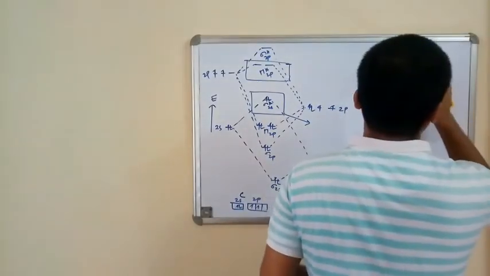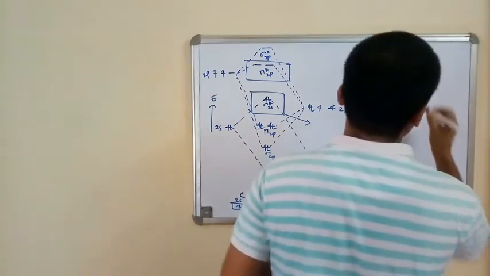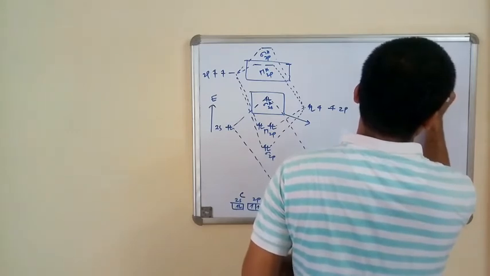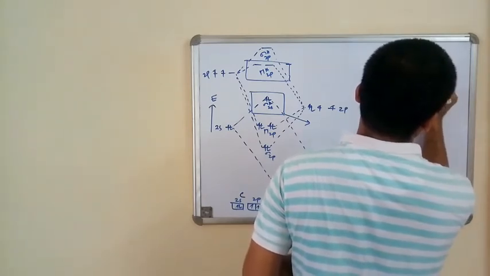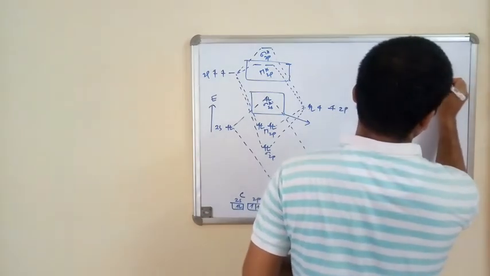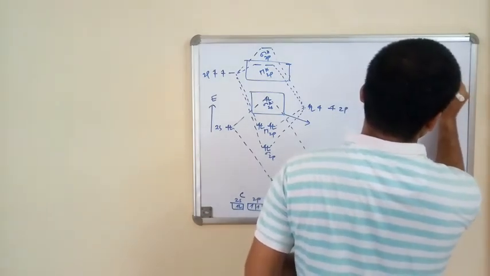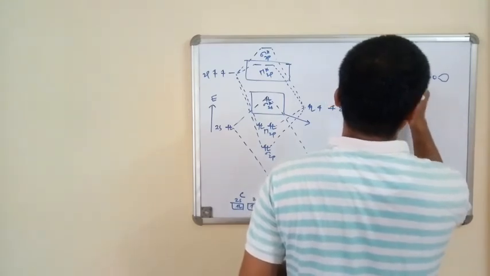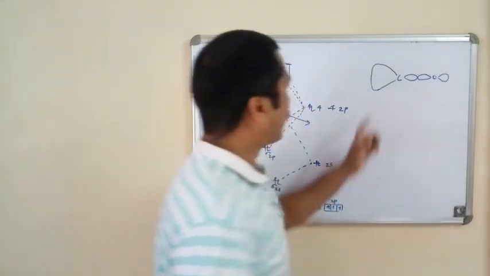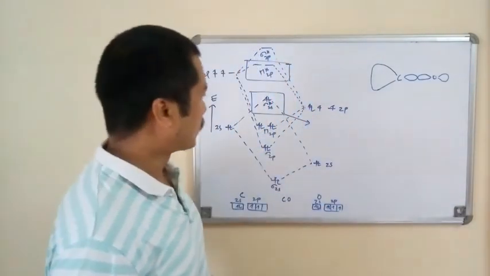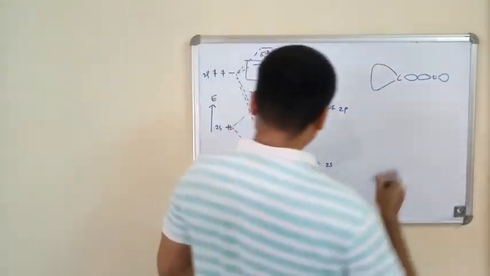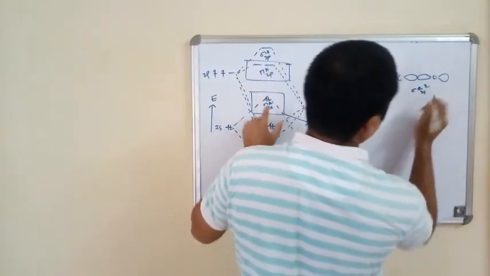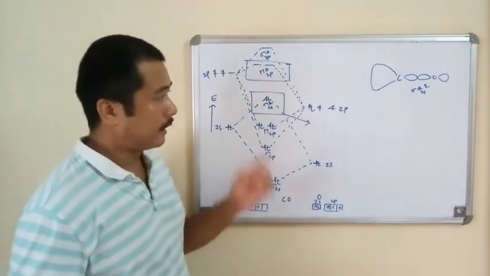So when you draw the contour diagrams, the lobe on the carbon atom is going to be quite large as compared to the lobe on the oxygen atom for this molecular orbital. So you draw it in such a way that the lobe on the carbon atom is larger as compared to the lobe on the oxygen atom. So this is our sigma star 2s molecular orbital, which contains 2 electrons.